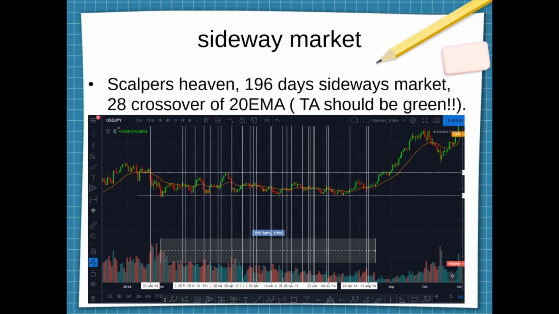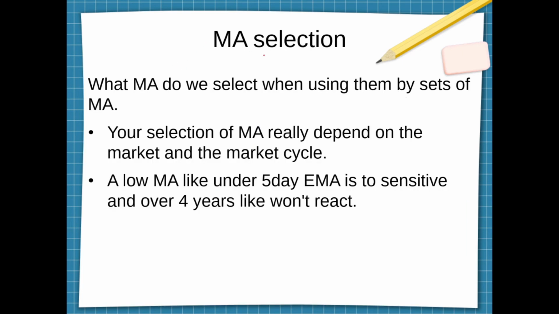Just another one. This is forex, because I wanted to show you the same situation in a different market. And you have 28 crosses, 28 moving average crosses, and a scalper is going to make a lot of money in this. Like I told you, that's literally half of the year. They're going to keep making money, and that's the reason why in a market or an asset that tends to have a lot of sideways movement, scalpers and day traders love them. Now, moving average selection. Okay.